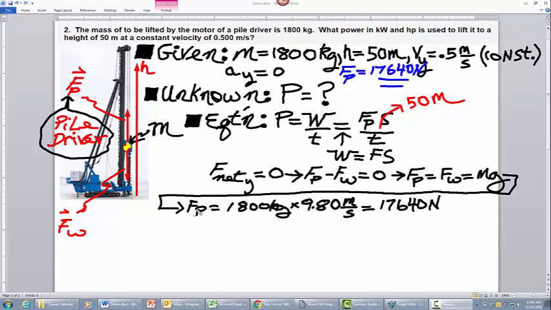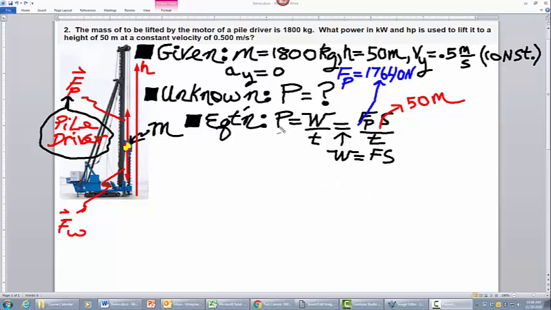Substituting in numerically, we get that F sub P, or the pile driver motor's force, is 1,800 kilograms times 9.80 meters per second squared, which is 17,640 newtons. We now add F sub P is 17,640 newtons to our givens. Now we know that the power of the pile driver's motor is F sub P, which is 17,640 newtons, times the displacement, which is the height of 50 meters, divided by the time. We now need the time.